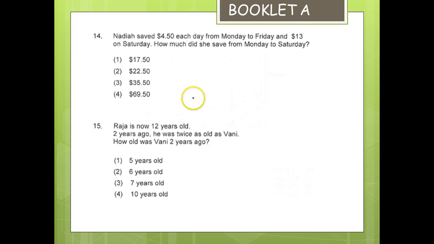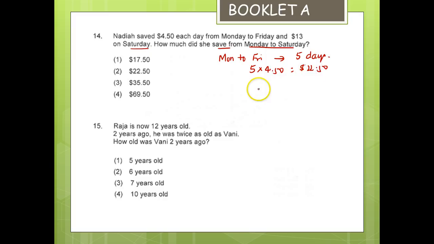Question 14. Nadia saved $4.50 each day from Monday to Friday and $13 on Saturday. So Monday to Friday is 5 days. How much did she save from Monday to Saturday? So Monday to Friday, 5 days. Each day is $4.50, and I would get $22.50. So Saturday is $13, so $22.50 plus 13, and my answer would be $35.50.